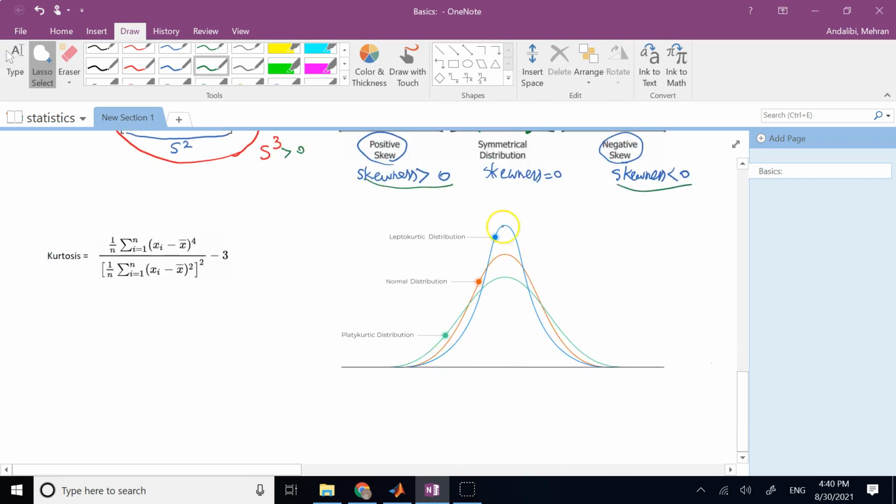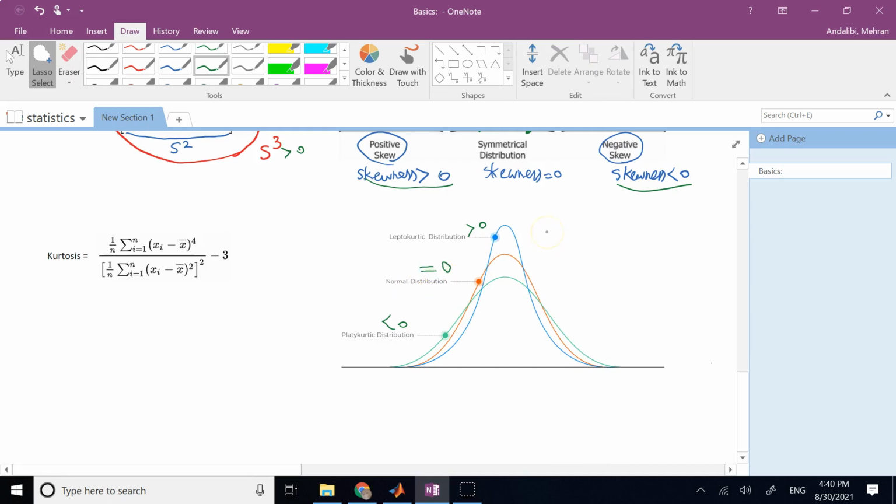Kurtosis shows the peakedness of the data. How sharp is this peak of the data? If it's a very sharp peak, we say the distribution is what we call leptokurtic, or we say the kurtosis here is positive. If it's quite flat with small slopes, it's not really a sharp peak, then we say the distribution is what we call platykurtic, and here the kurtosis is negative. It's calculated such that for the normal distribution that here you see in red, it is equal to 0.